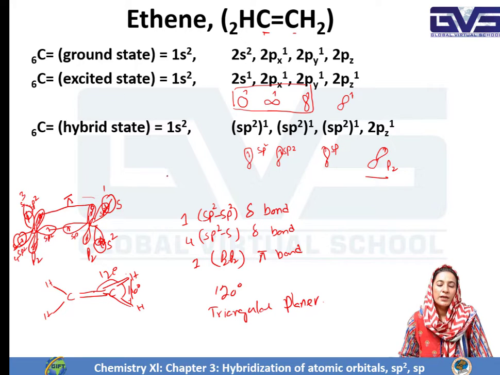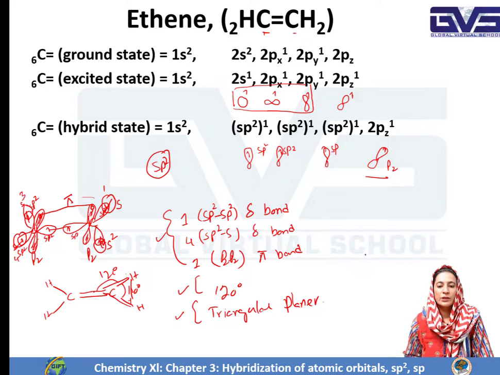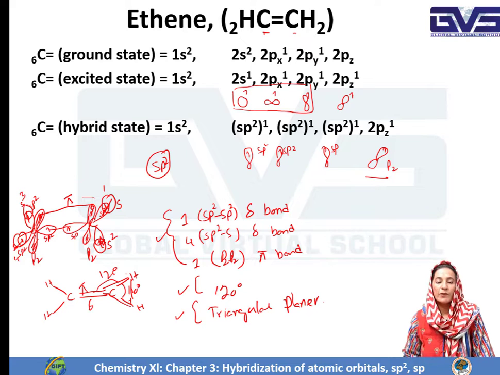So what are the features of ethene? It has sp2 hybridization, it has these bonds, 120 degree angles, and a triangular planar shape. So when there is a double bond between carbons, one is sigma and the other is pi. In this way, the tetravalency of carbon in ethene is also explained with the help of sp2 hybridization.